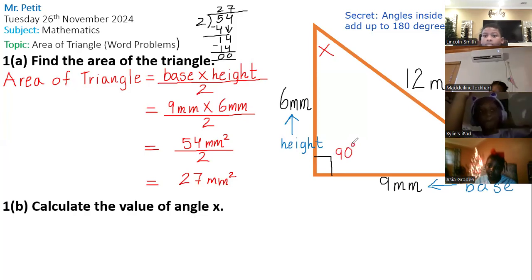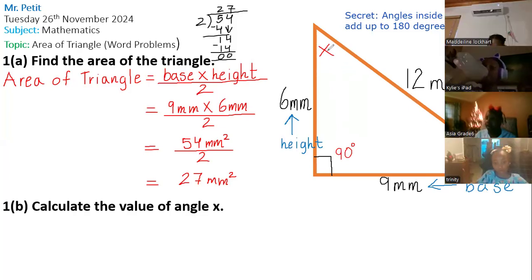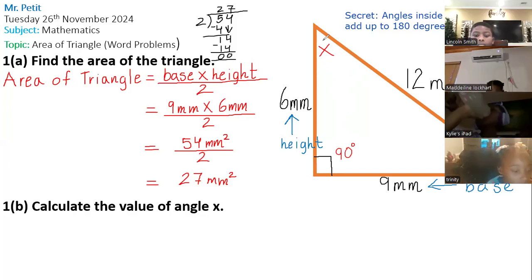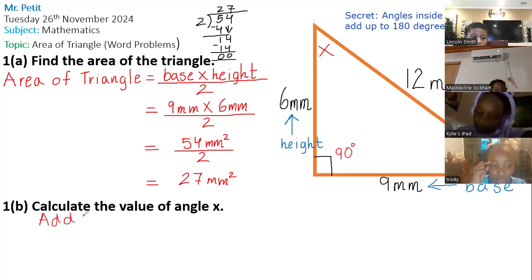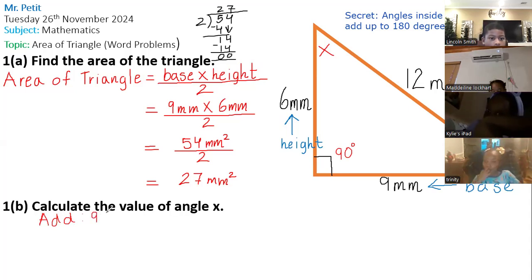Okay? So we have 90 degrees, we have 33, and we have X. And our goal is to make sure that all of them add up to 180 degrees. So what must X be in order for us to make sure that the angles add up to 180 degrees? And you all know how to get that? If we know that 90 plus 90 is 180. Okay, so why don't we add, right? So the first step we're going to do is add 90 and 33. We're going to add 90 and 33.